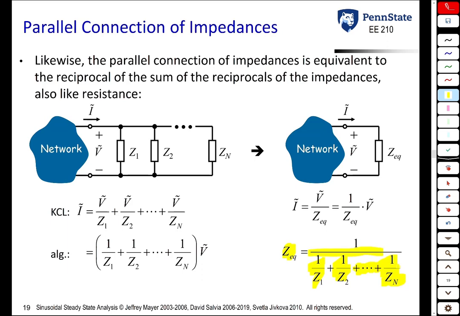All of the shortcuts that we learned for resistors in parallel also apply for impedances in parallel. For example, if you have two components in parallel, the equivalent impedance you can write as the product over the sum. So if you found shortcuts that work for resistances, they work for impedances as well. The only trick, of course, is that you have complex numbers, so the math is slightly trickier.